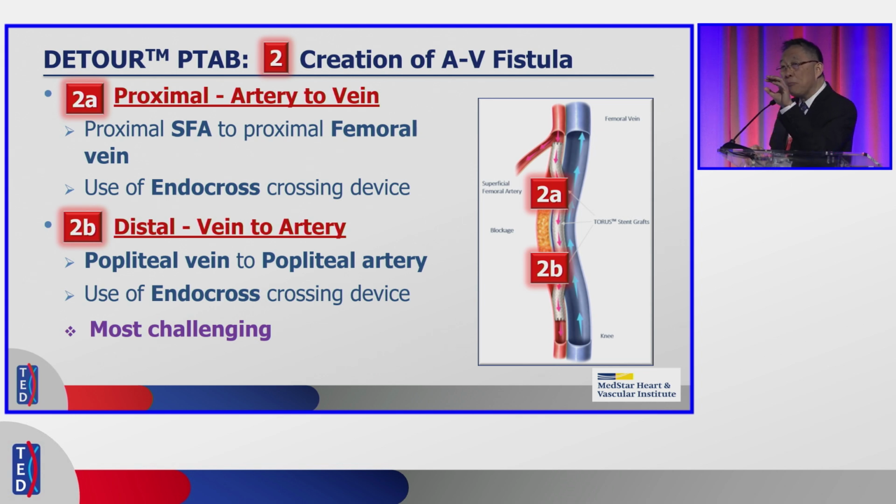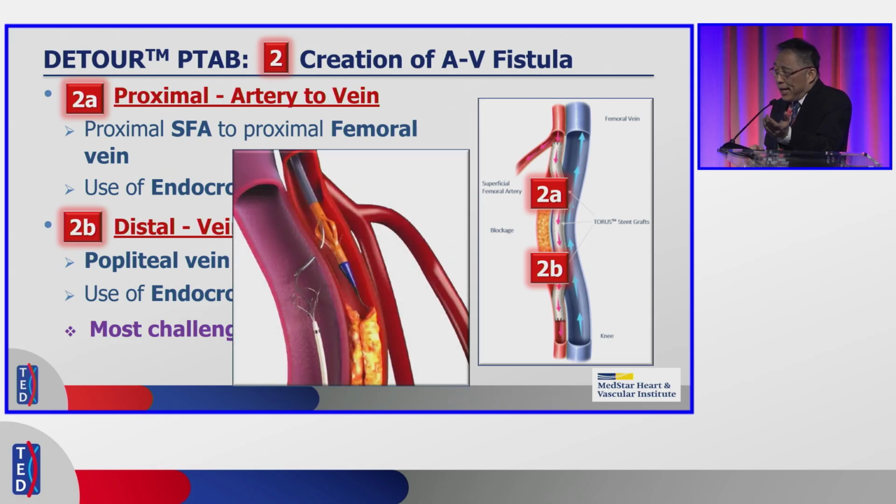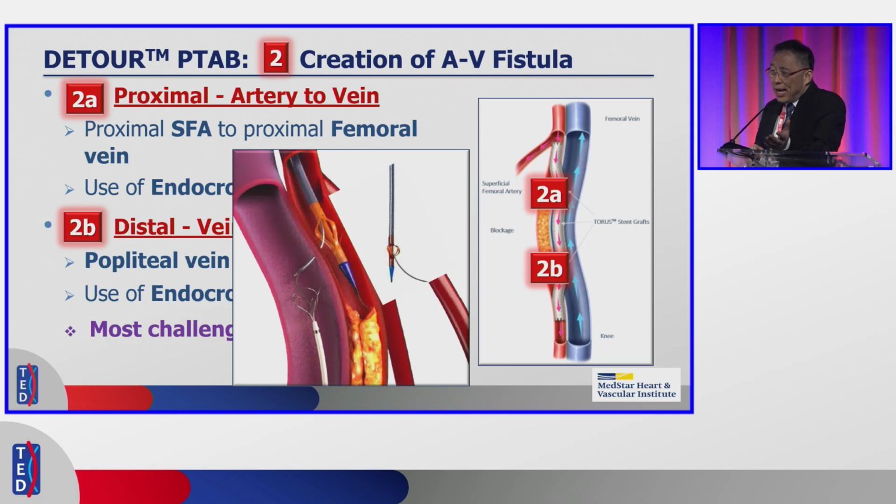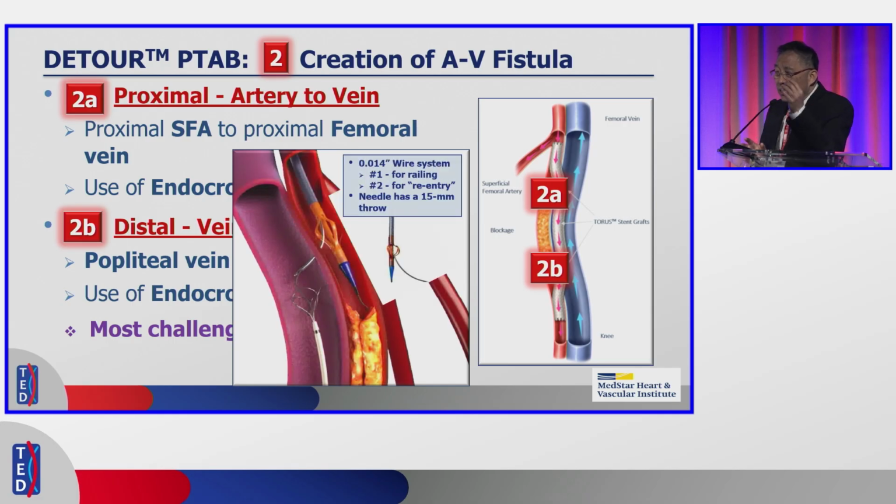And I would say this is the most challenging part. The distal AV fistula, or the VA fistula, is the most difficult in terms of this procedure, right? And this is what you see, right? There's a device, and there's a needle. And actually the needle's about a 15 millimeter throw, right? That means you have a 15 millimeter size.